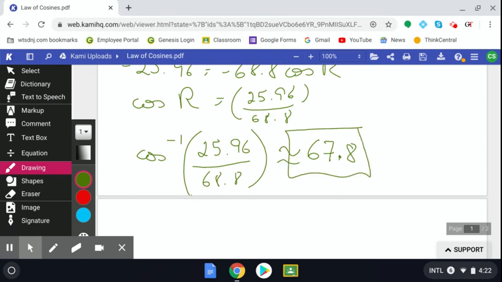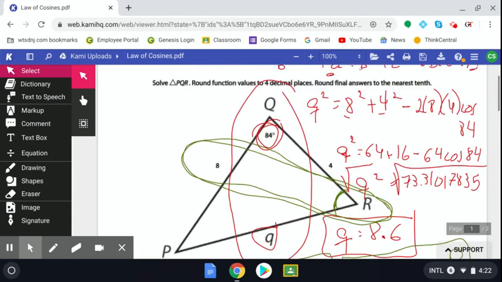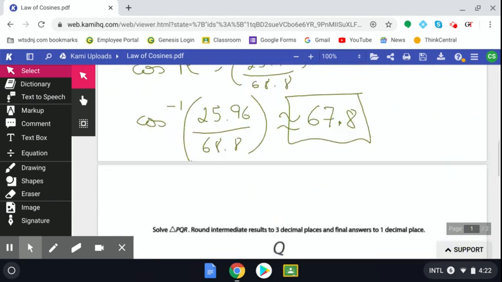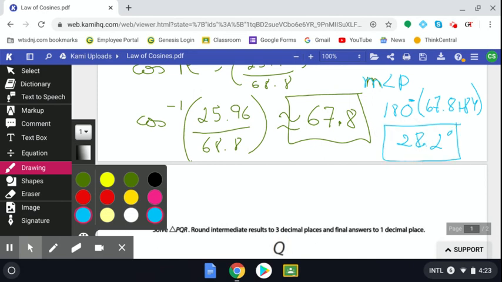And now that you have that, it's really easy to find the third angle because you have two angles and you know the sum is 180. So to find the measure of angle P, which is the third piece of information, you just have to do 180 minus the sum of the other two angles. So 180 minus 67.8 plus 84, which gives you about 28.2 degrees. And that is how you solve the entire triangle. Now you have the three angles and the three sides.